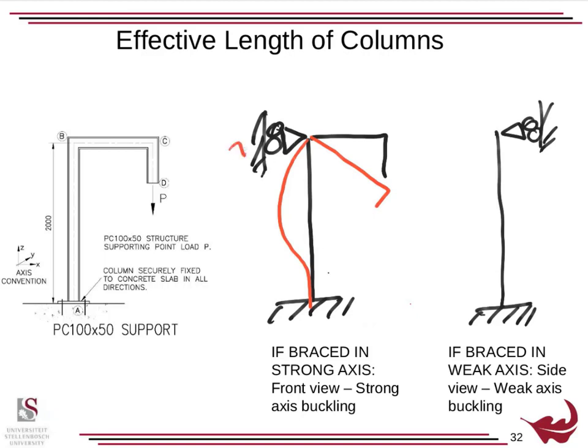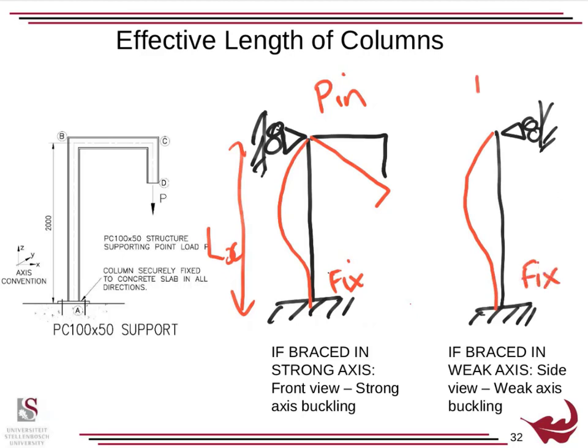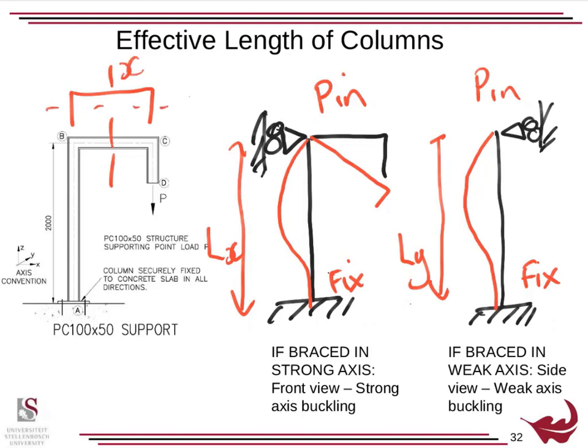So on Lx, we've now got a fixed pinned connection. Same thing with this, fixed pinned, and then our Ly would be this. So this would be in plan. Sorry, I'm just going to show you. There is my buckling about X and buckling about Y axis. This is a PC, a parallel channel 100 by 50, so it's a little channel support.